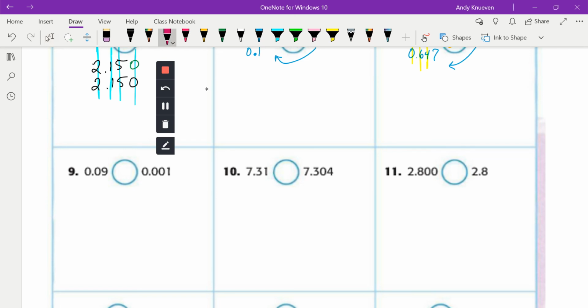But we have 9 hundredths compared to 1 thousandths. So I'm going to bring over my number, 0.09. Now I can compare. I've got the 0's are the same, 0's are the same in the tenths, and then I've got my hundredths. 9 hundredths is greater than 0 hundredths, so that means that my 9 hundredths is greater than 1 thousandth, right?